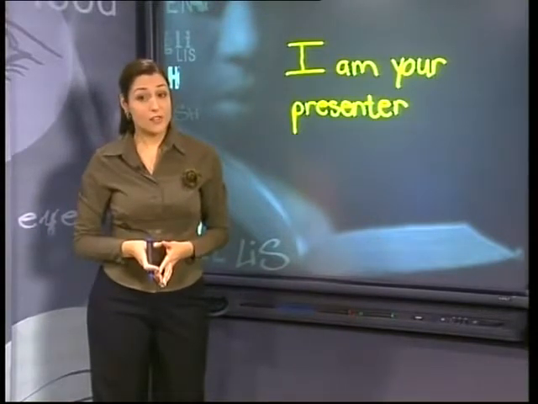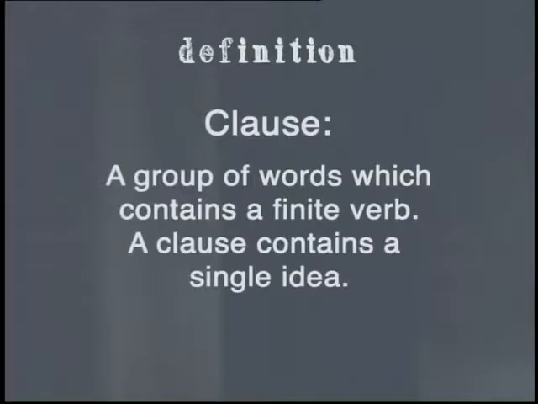Now, what's a clause? A clause is a group of words which contains a finite verb. A clause conveys a single idea. So what do you notice about the definition of a sentence and the definition of a clause? Did you see how a clause and a sentence could be the same? Every sentence and every clause must contain a finite verb. So what makes them different? Why would we call one a sentence and one a clause? Hang on. By the end of the lesson, this should all be clear.